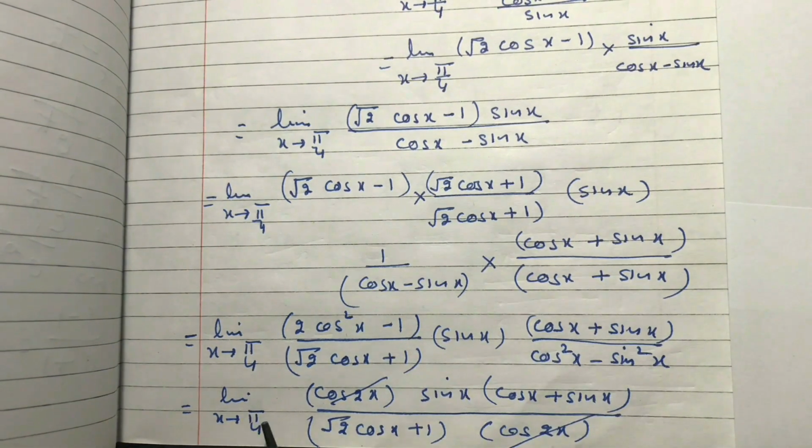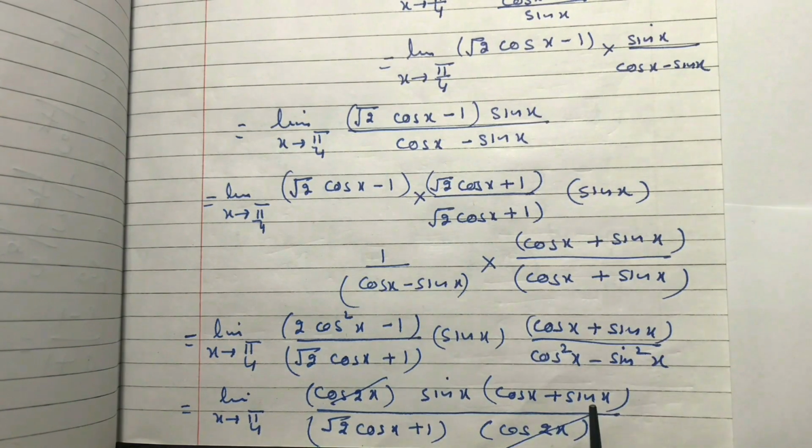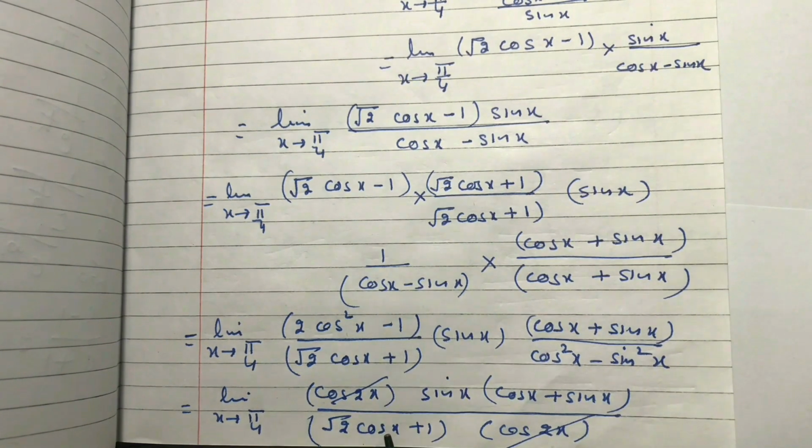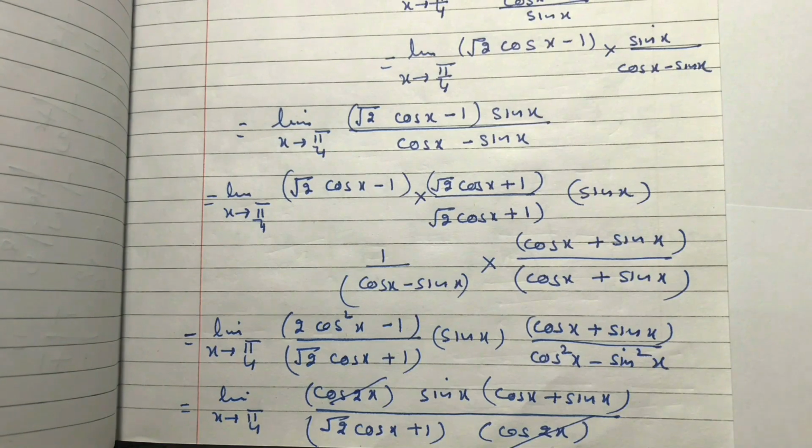So limit x tends to pi by 4 of cos 2x sin x (cos x plus sin x) upon (root 2 cos x plus 1) cos 2x. This and this is cancelled. I am left with sin x (cos x plus sin x) upon (root 2 cos x plus 1). On the next page, I'll write this and I'll do the calculations.